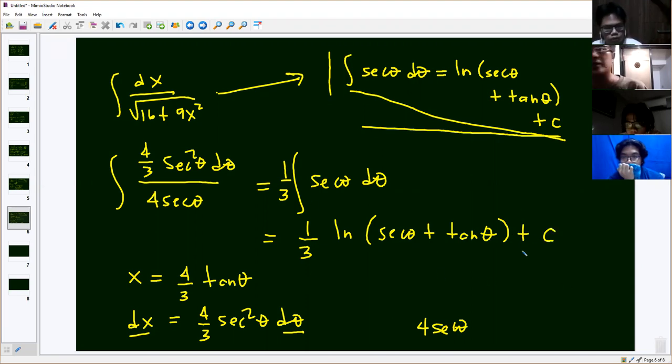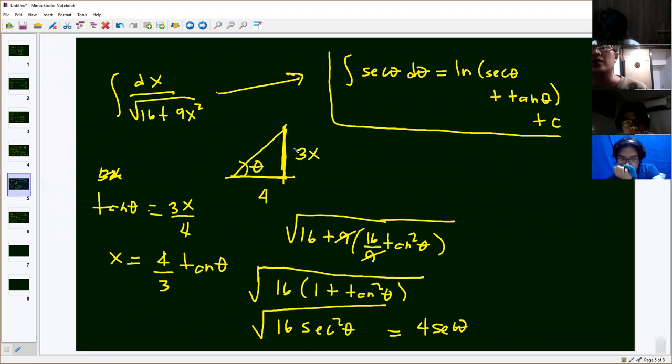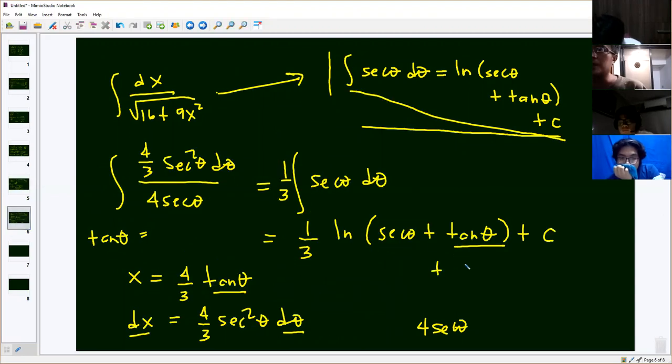So, babalik natin dapat to sa x. Actually, yung tan theta niya, no problem, because ito na siya eh. Tan theta. So, from here, we know that tan theta is, actually, kinukuha ko sa triangle eh. Mas madali eh, no? Tangent is 3x over 4. As you can see, di ba? Kitang-kita naman, 3x over 4. So, no problem and in this part, 3x over 4.